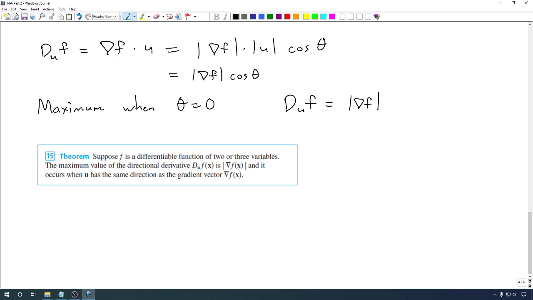And all of this is summarized in this theorem from the book. So if you have a function of 2 or 3 variables, technically we do need it to be a differentiable function. But if we have a differentiable function, the maximum value of the directional derivative is the magnitude of the gradient, and it occurs exactly when our unit vector is pointing in the same direction as the gradient.